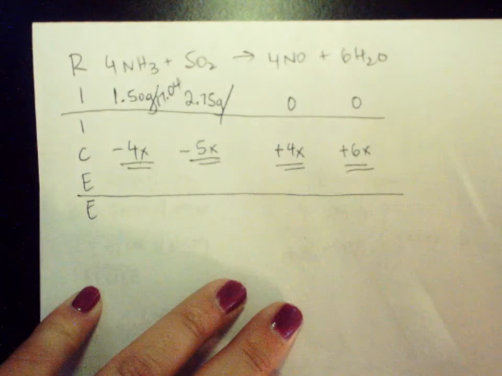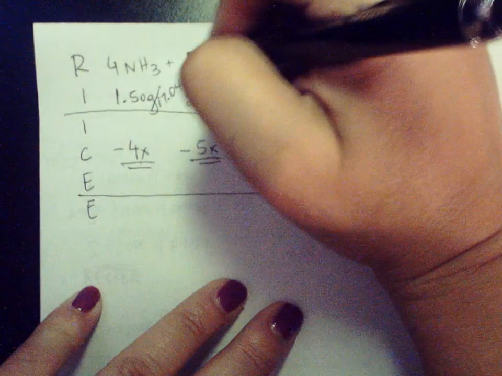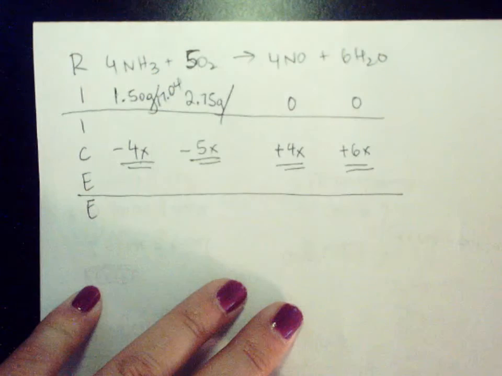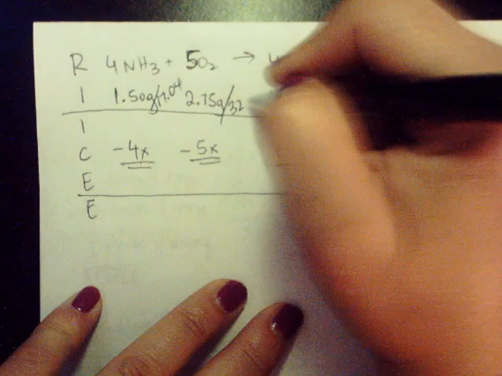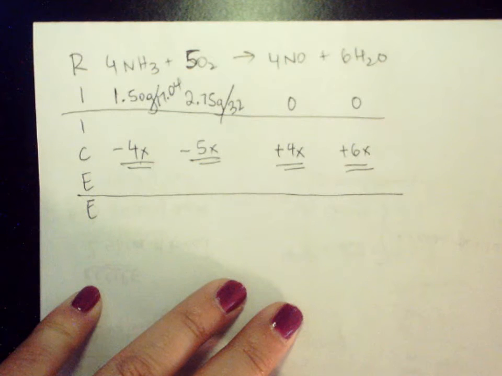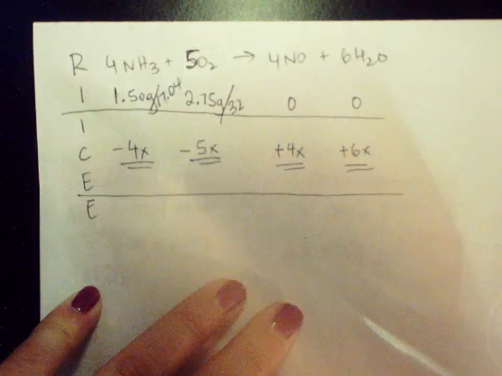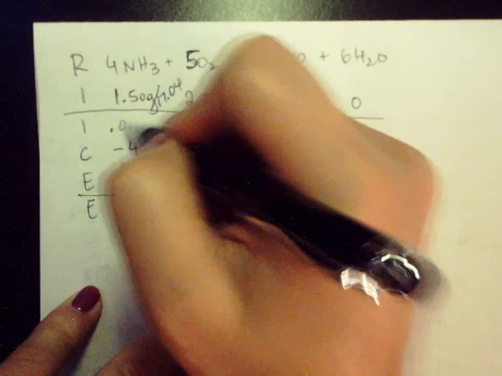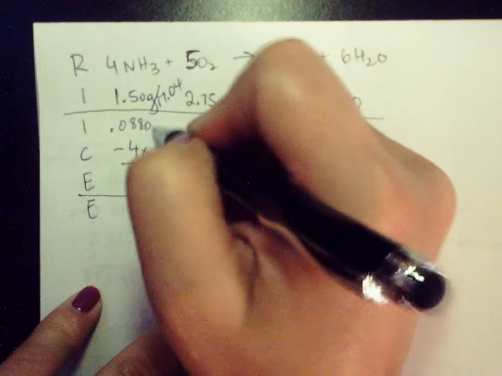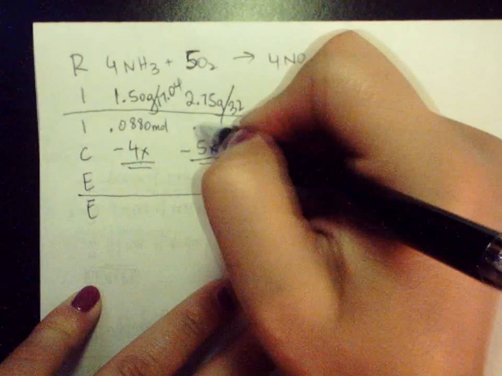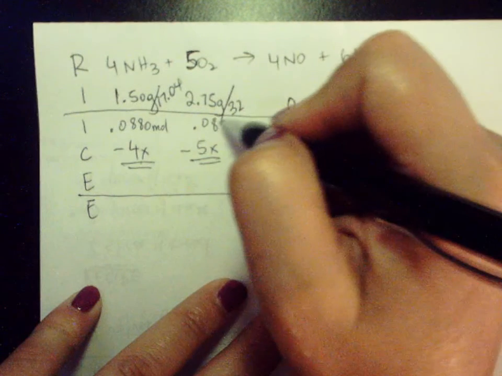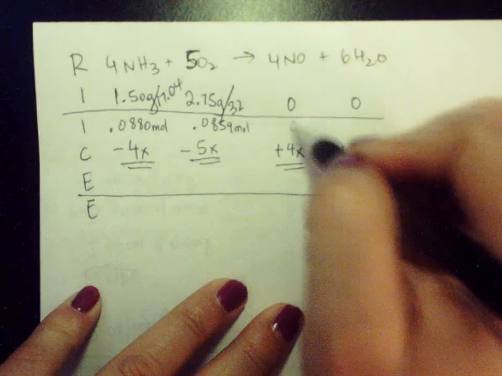Oh, 502. Yeah, I don't know my 5s from my S's. Oh, I know that mass. It's 32. So let's see, 1.50 divided by 17.04. I'm going to give it to 3 sig figs, so 0.0880 moles. And then 2.75 divided by 32 is 0.0859 moles. And this is still 0 moles and 0 moles.